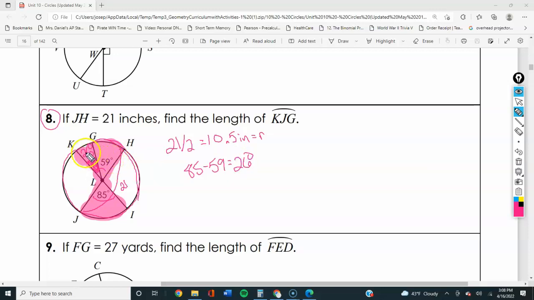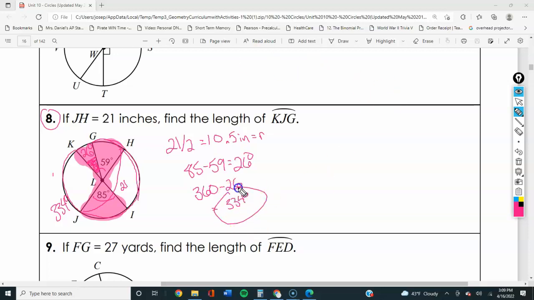Now, if that piece is 26, what's all the leftovers that's not 26? Well, I do 360 minus 26, right? And when I do that, I get 334. So this degree measure of this whole thing is 334 degrees. Because I found the little piece. Sometimes it's easier to find what's not, and then find what it is. Okay? Now I have enough information to plug in.